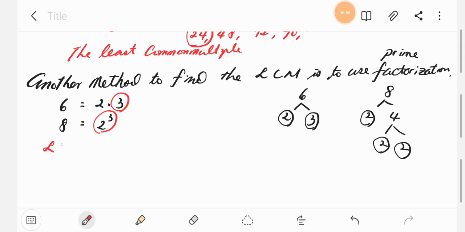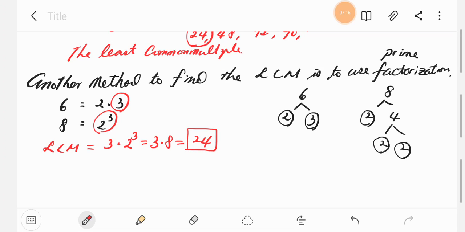Then the LCM is the product of the factors that we circled. So 3 times 2 cubed, which is 3 times 8, so 24. So 24 is the LCM of these two numbers.